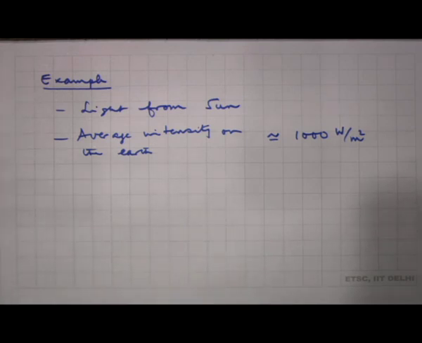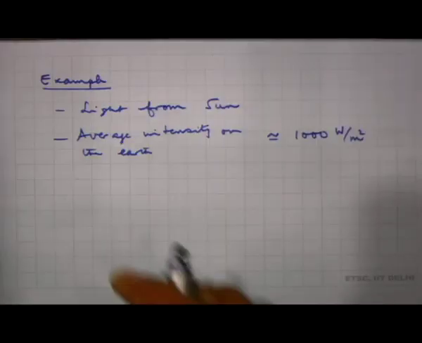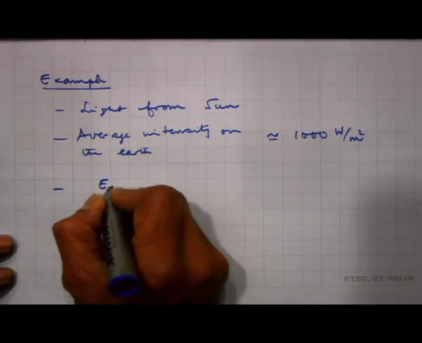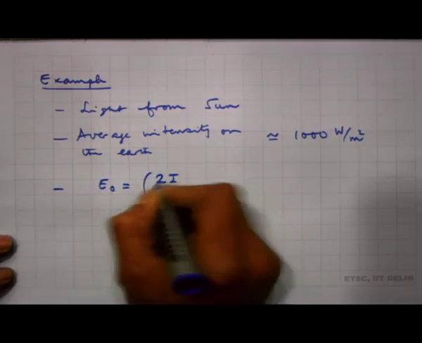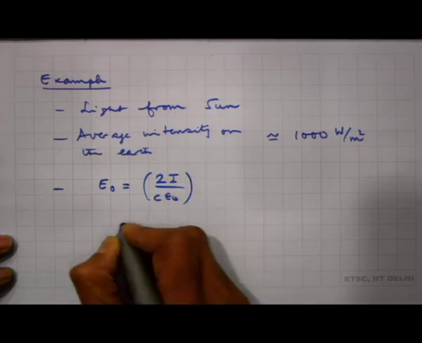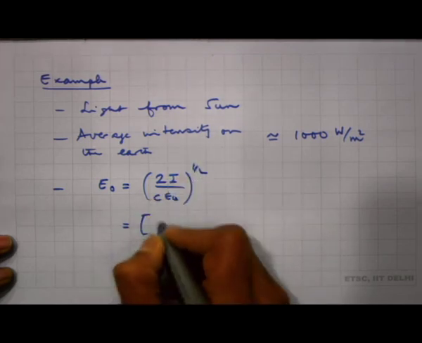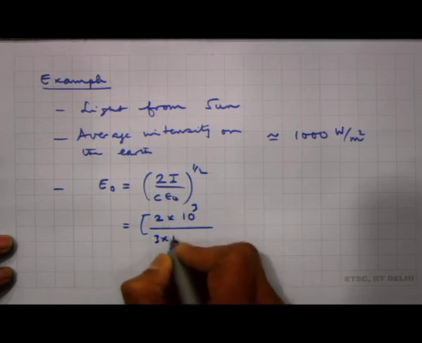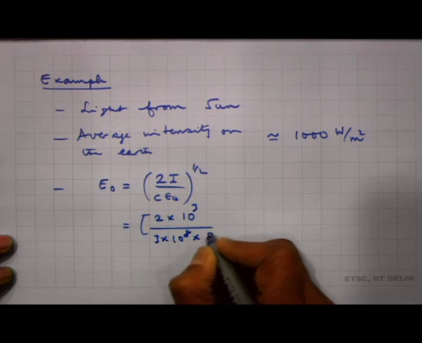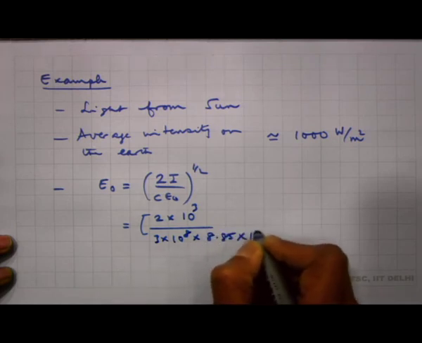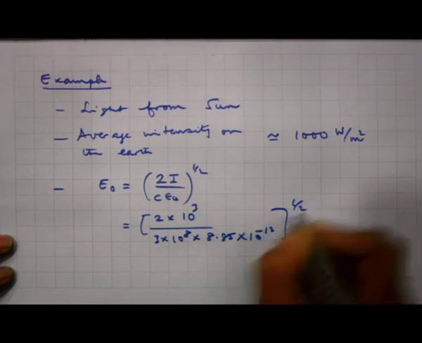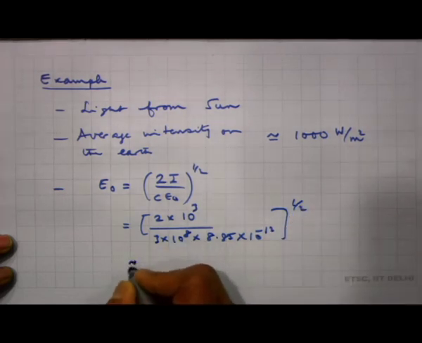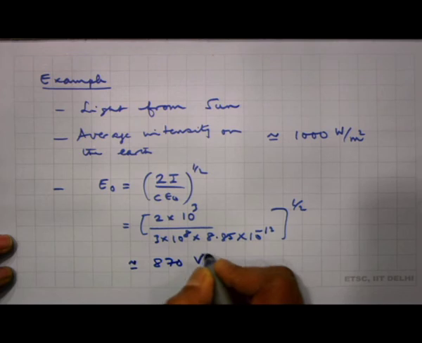So, I can use this. I am assuming that it is a single frequency wave and it is just on average. I can use this equation to calculate the electric field. So, E naught, the electric field of the sunlight, is equal to 2 I by c epsilon 0, all raised to the half, which is equal to 2 into 10 to the power 3 by velocity of light in free space, 3 into 10 to the power 8, into epsilon 0, which is 8.85 into 10 to the minus 12, raised to the half, and this comes out to be approximately 870 volts per meter.